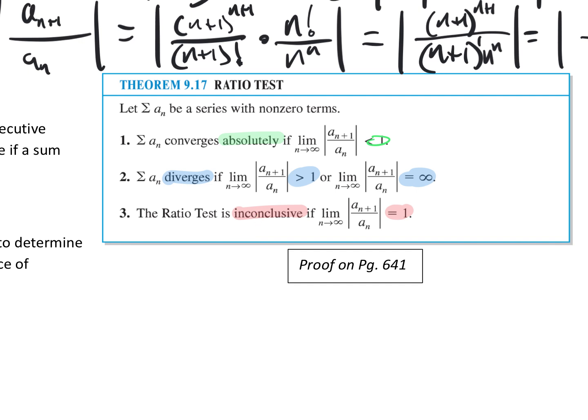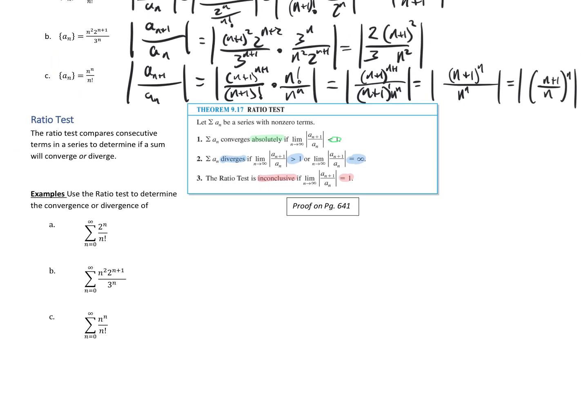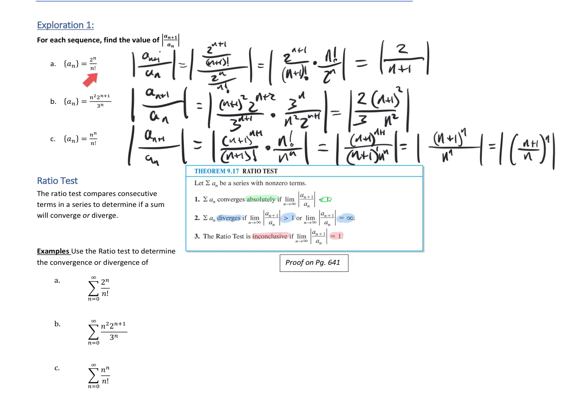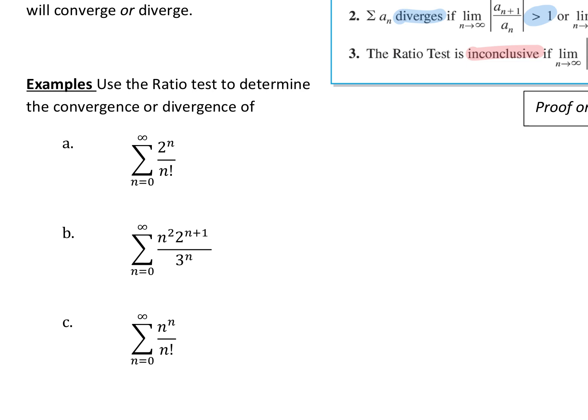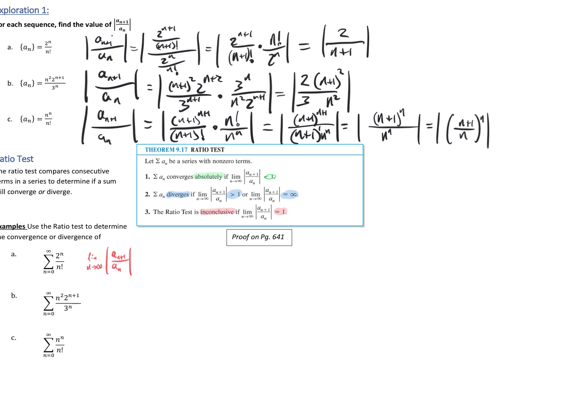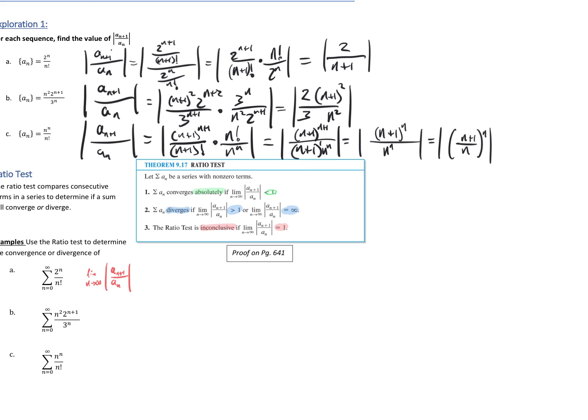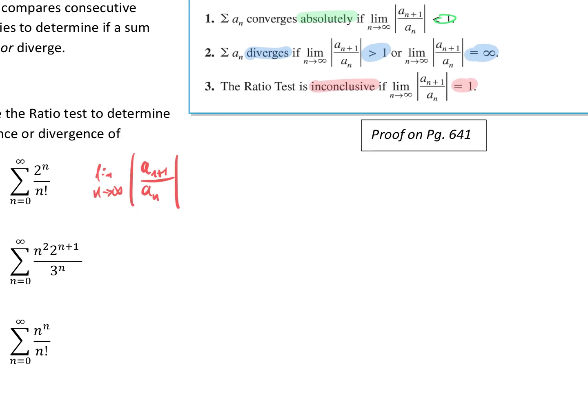All right, so let's try this out. So we have these three series. Now we're going to take these sequences and put them in a series. Notice they're the same. So we're going to use the ratio test on these. So we're going to take this ratio, and we're going to find the limit as n goes to infinity of a sub n plus 1 divided by a sub n. Now we already did the work up here, so we'll steal that from up top. We've got the absolute value of 2 over n plus 1. So this is equal to the limit as n goes to infinity.